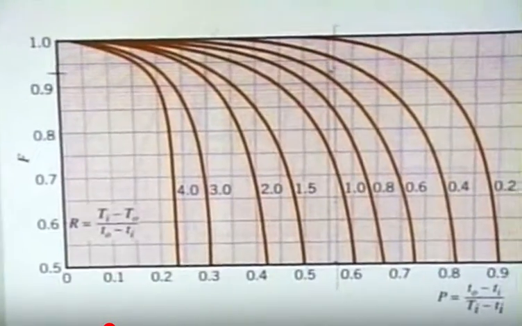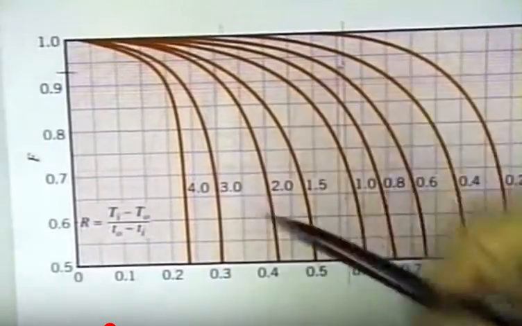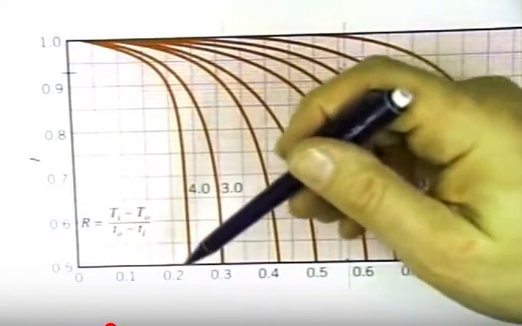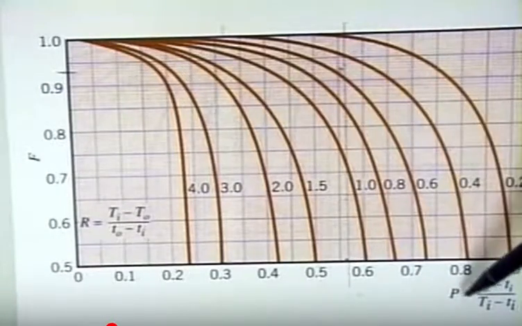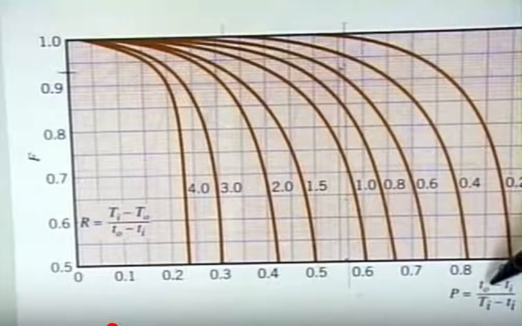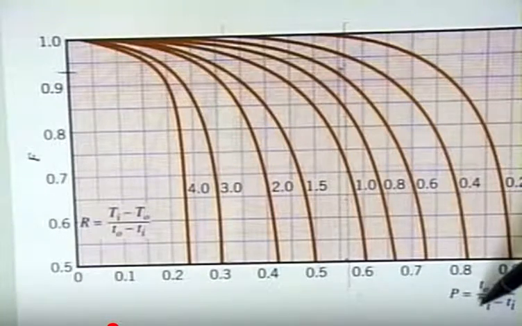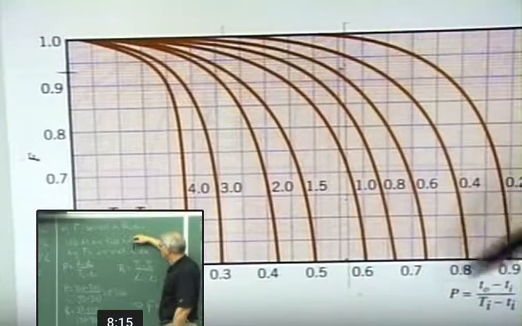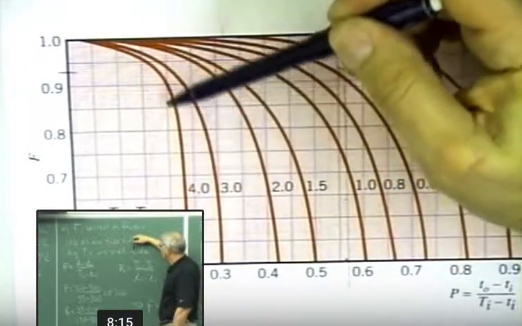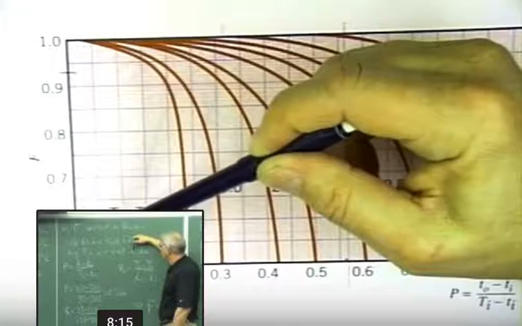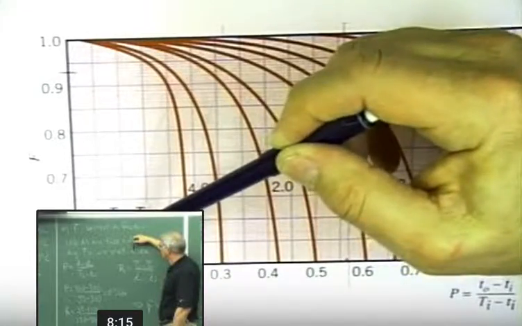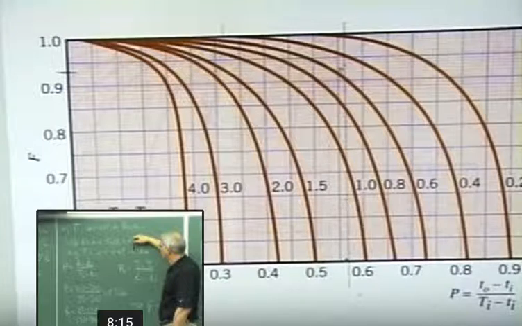Okay, and over here on the vertical axis, we have our correction factor F. On the horizontal axis, we have what's called P. And you can see a little formula is given here. P is equal to little t out minus little t in over big T in minus little t in. And then over here, these pink or magenta lines, we have R, and that's given by big T in minus big T out over little t out minus little t in. So we need to calculate R and P so that we can use that graph. So I've done that on the board over here.